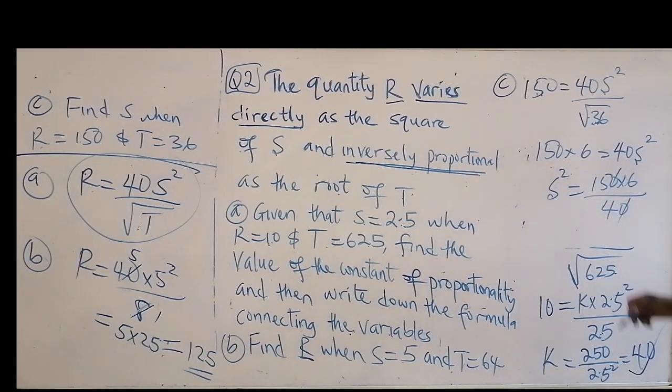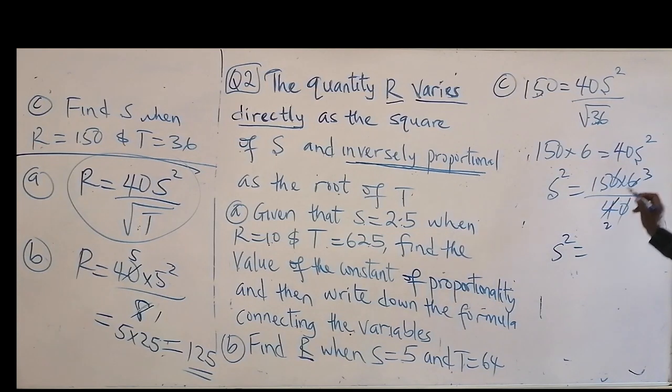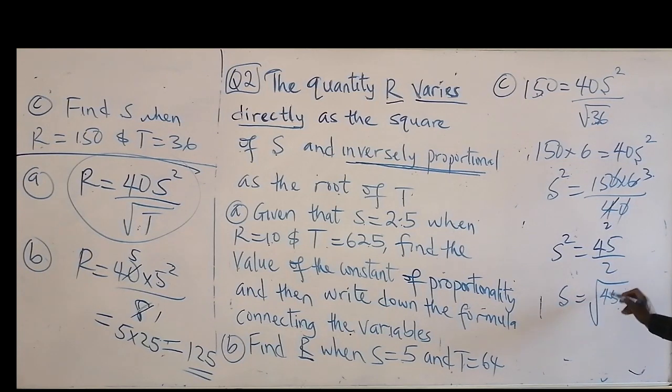Then we cancel. Then I have 15 times 6 over 4. 2 here 2, 2 here 3. S squared is 15 times 3, that's 45 over 2. Take the square root. We have the square root of 22.5. So just punch your calculator, and that's the answer for that question.